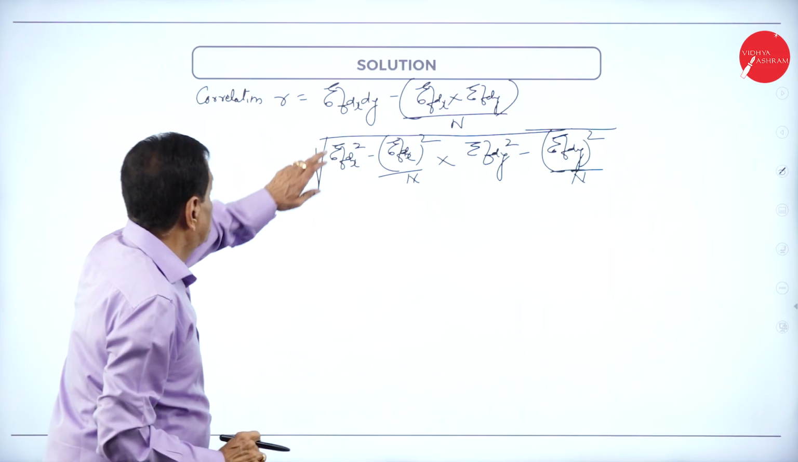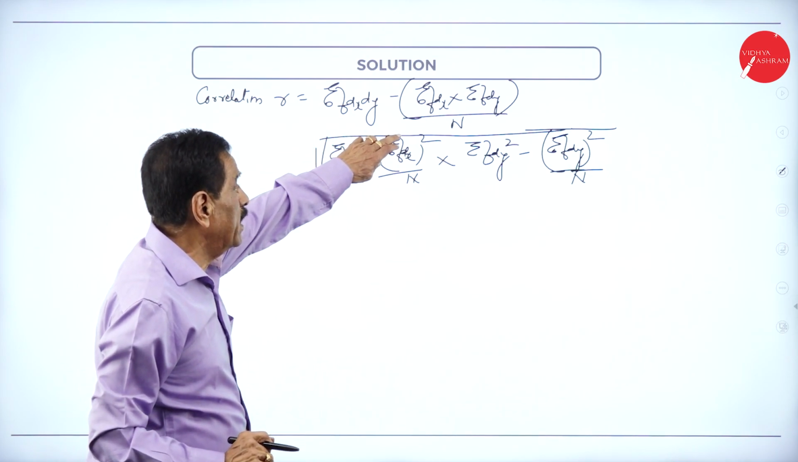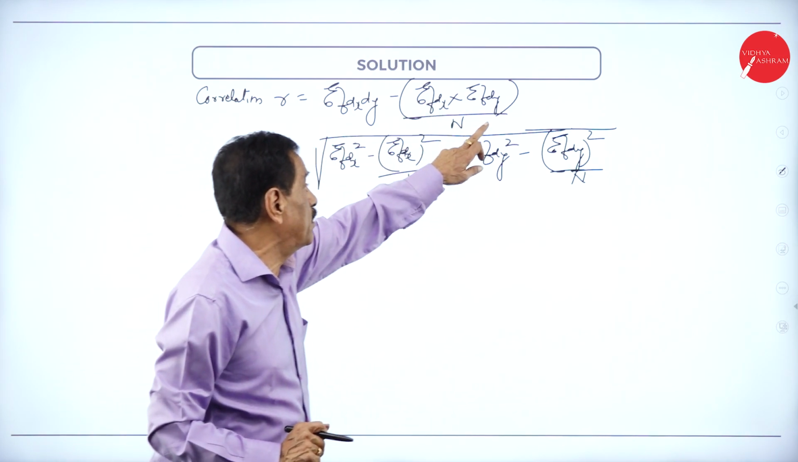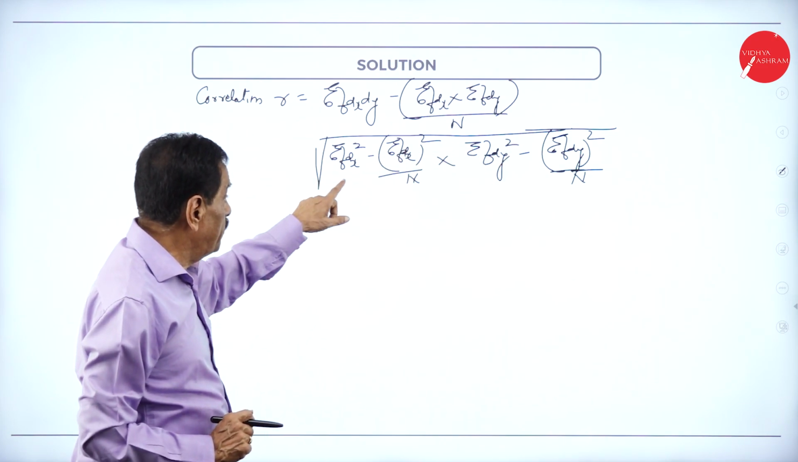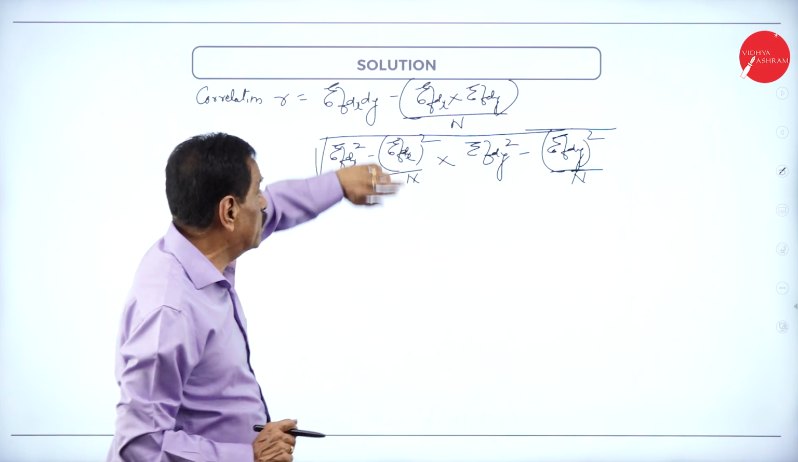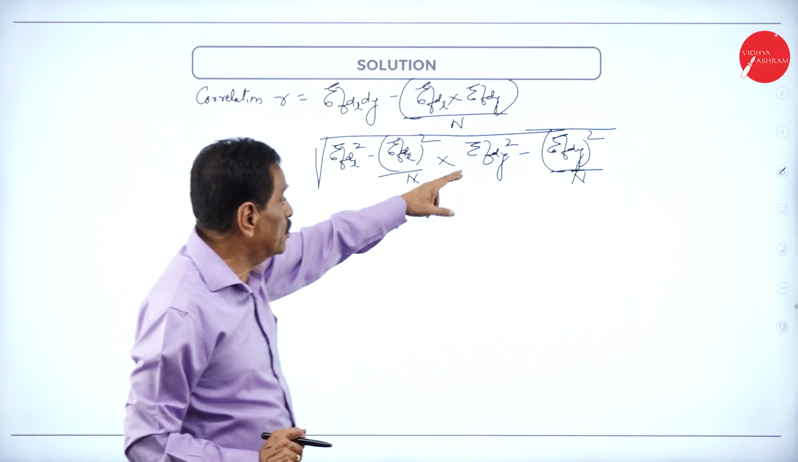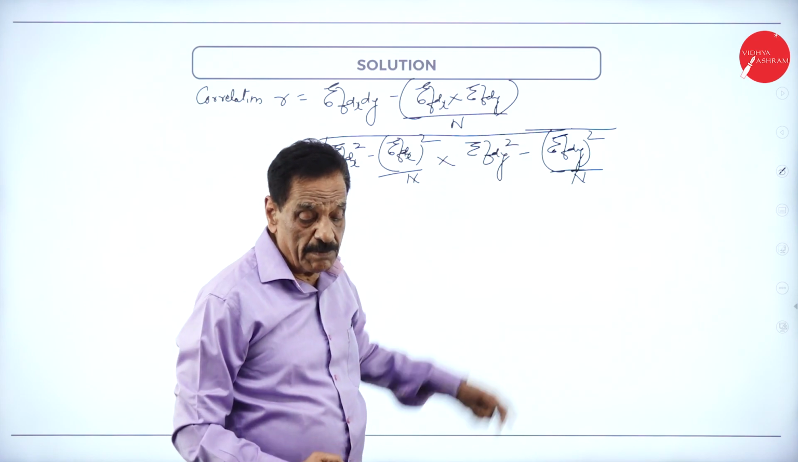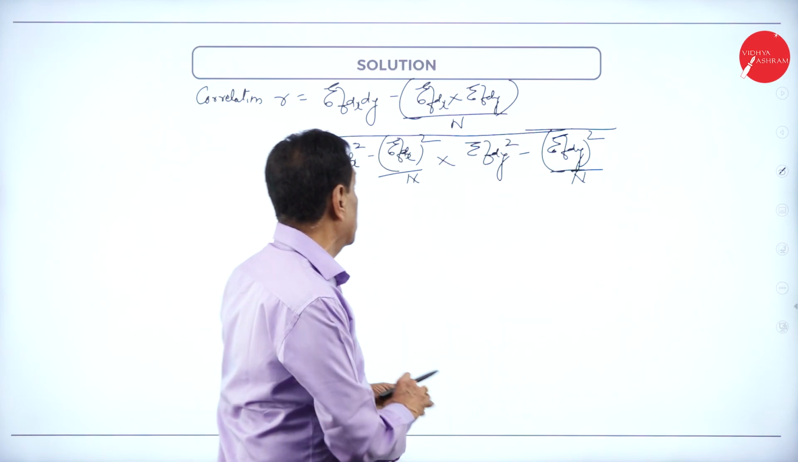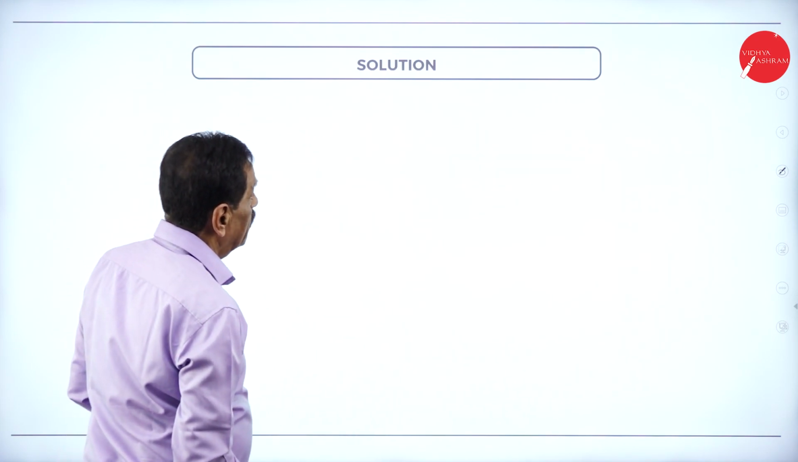Careful with the formula. Sigma f dx dy minus sigma f dx into sigma f dy divided by n, whole divided by root of sigma f dx square minus sigma f dx whole square divided by n, into sigma f dy square minus sigma f dy whole square divided by n. Square only for the numerator. We'll apply. What is f dx dy?